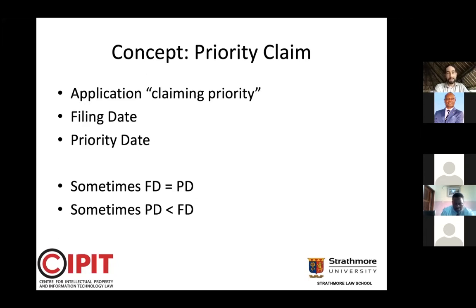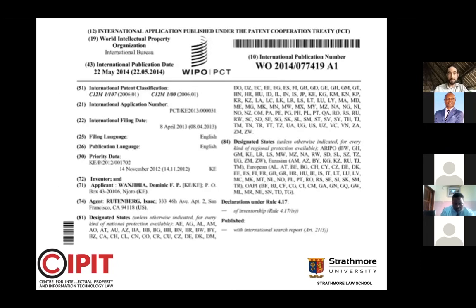Let me rephrase that. Let's say, and in fact, I'll use an example here. Go back here. You can see, although it's a little fuzzy, I apologize, in about the middle of the screen there, tagged as number 30, you'll see priority data. Okay, so this PCT application, and I'll explain this again as we go through, has a priority claim. It claims priority to another application that was filed, in this case, in Kenya. And in fact, there's the Kenyan priority application number.